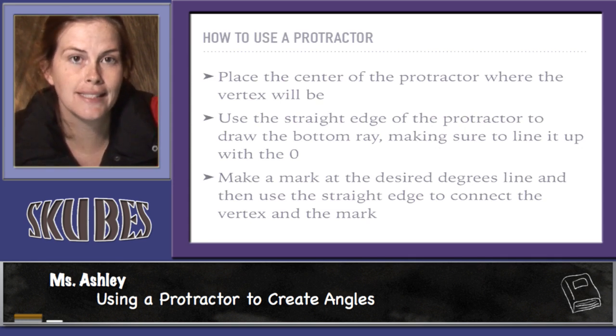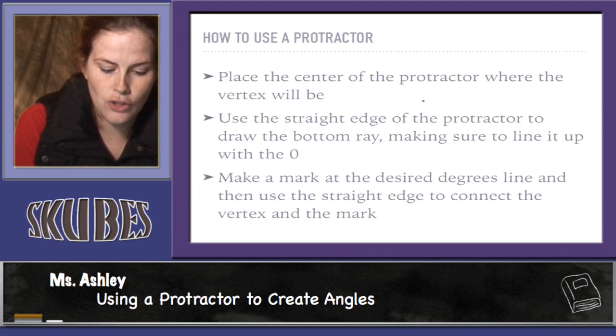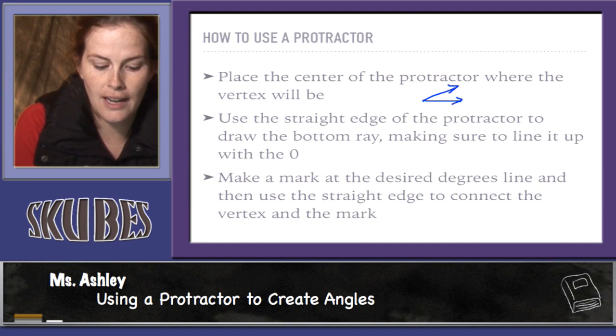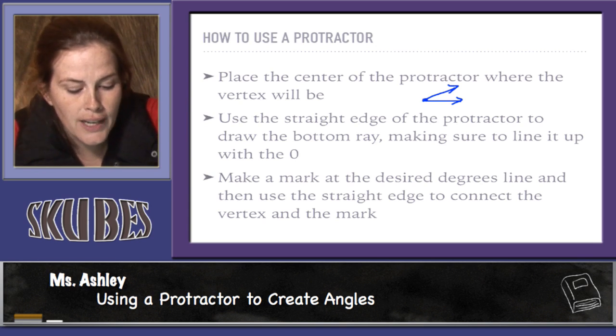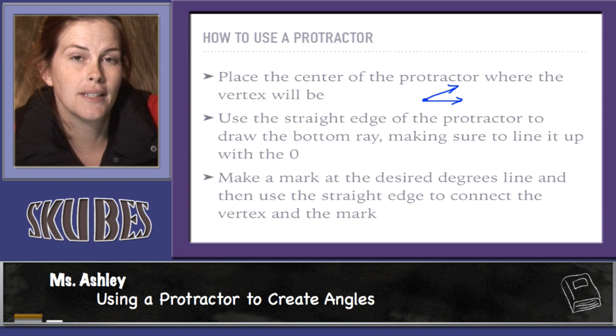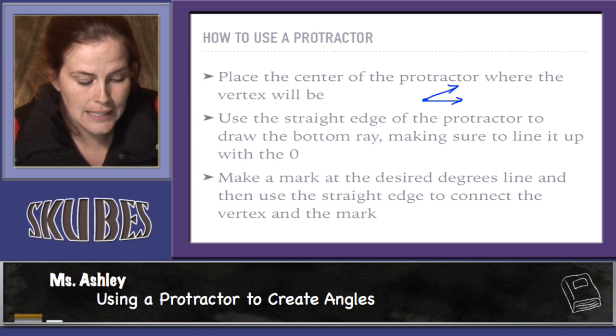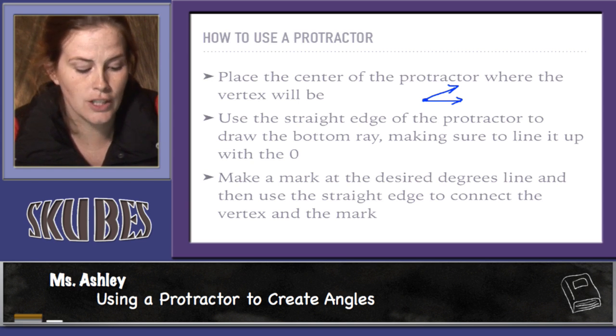First, you need to place the center of the protractor where the vertex will be. And the vertex is just where the two rays meet on an angle. The vertex is right here in the center. Use the straight edge of the protractor to draw the bottom ray, making sure to line it up with a 0. And then you make a mark at the desired degrees line and use the straight edge to connect the vertex and the mark. And we're going to practice with that.